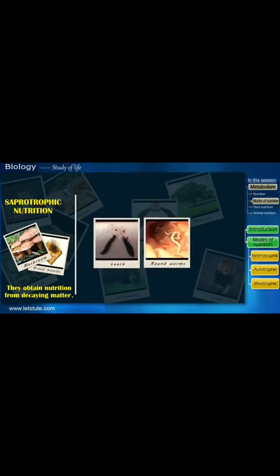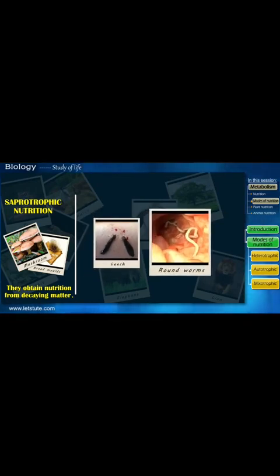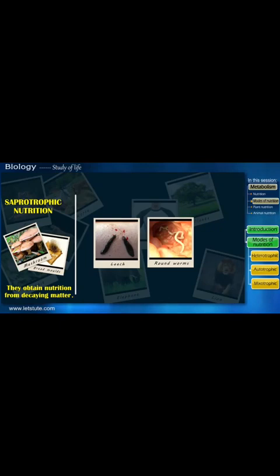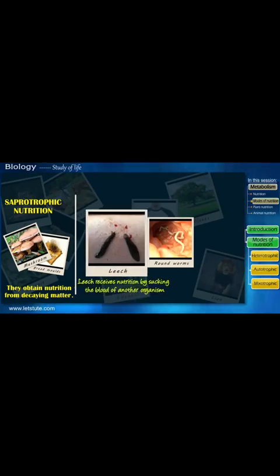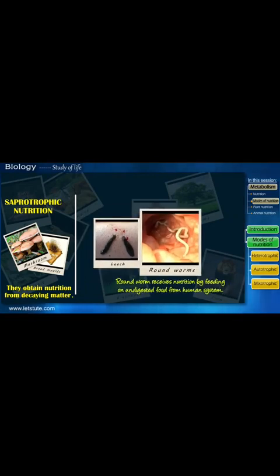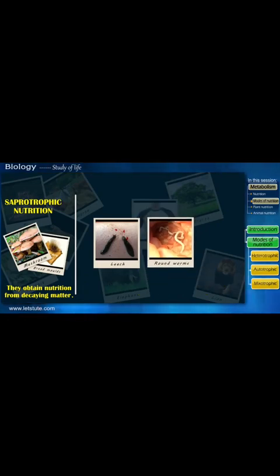We have all seen a parasite at some point of time. Parasites are organisms that live on the body surface or inside the body of another type of organism. For example, a leech receives its nutrition by sucking the blood of another organism, while a roundworm lives inside the body of a human and receives nutrition by feeding on undigested food from our intestine. But please don't get worried. They are harmful only if they increase in number.